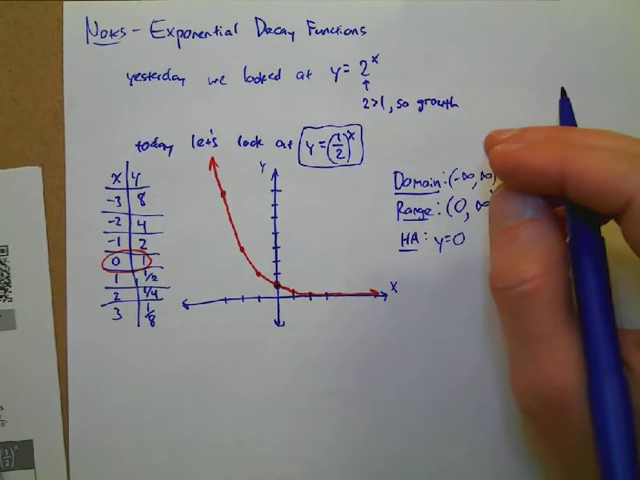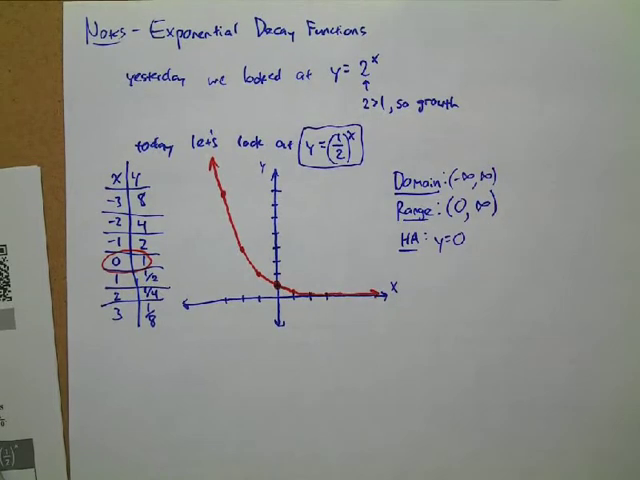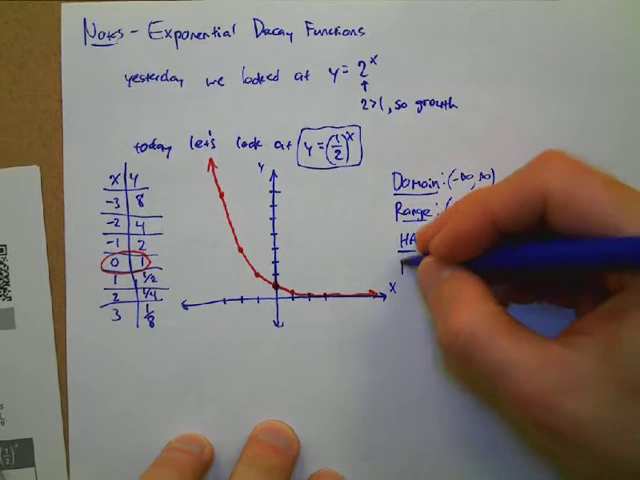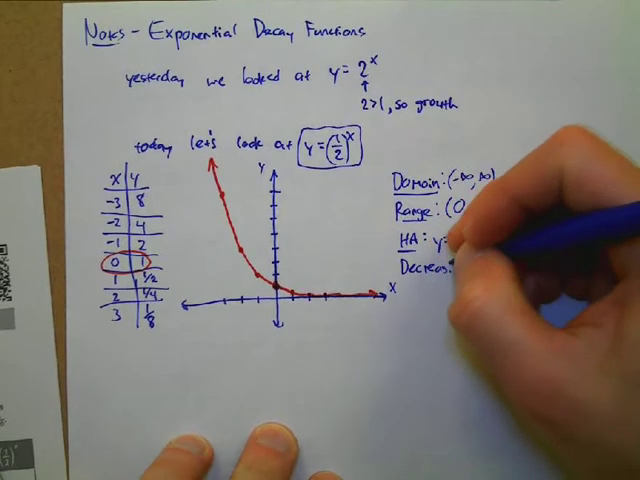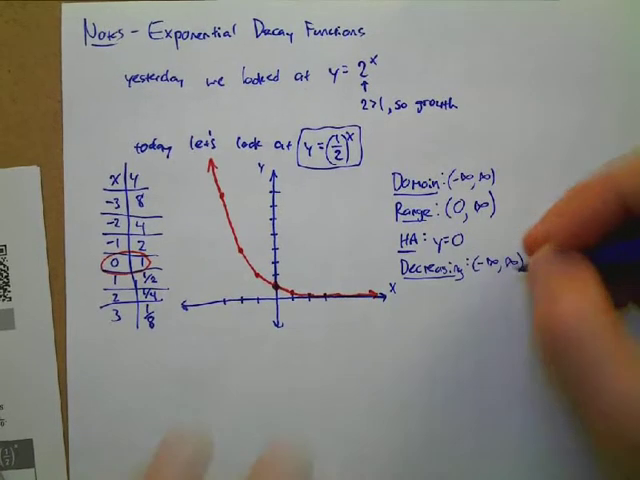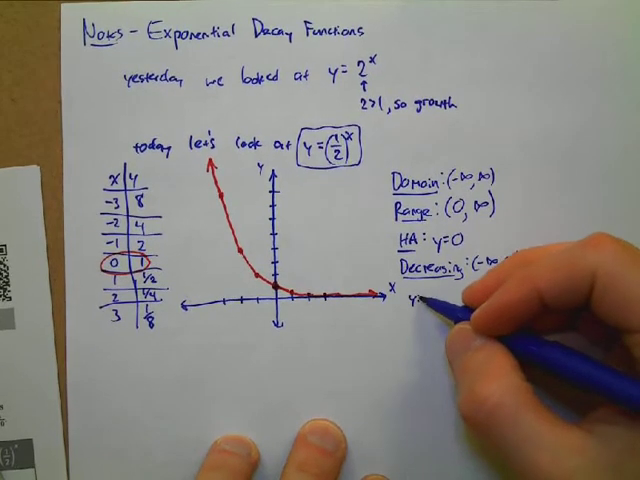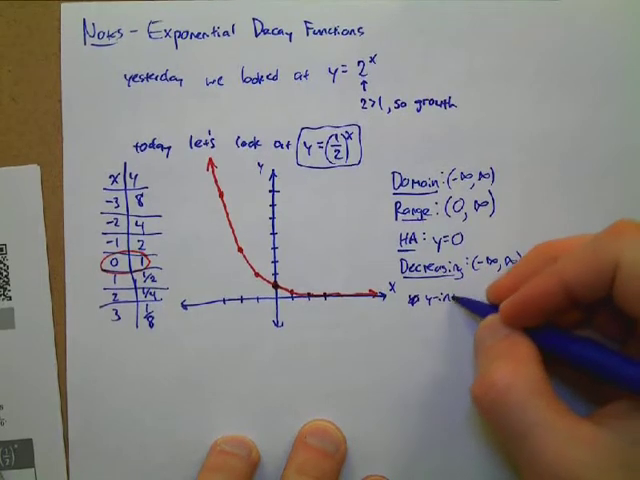What else did I talk about yesterday? Is this function ever increasing, decreasing, constant, or some combination of those three? It is decreasing everywhere. So decreasing from negative infinity to infinity. And then what about the y-intercept here? It's going to be 1. The y-intercept is at 0, 1.